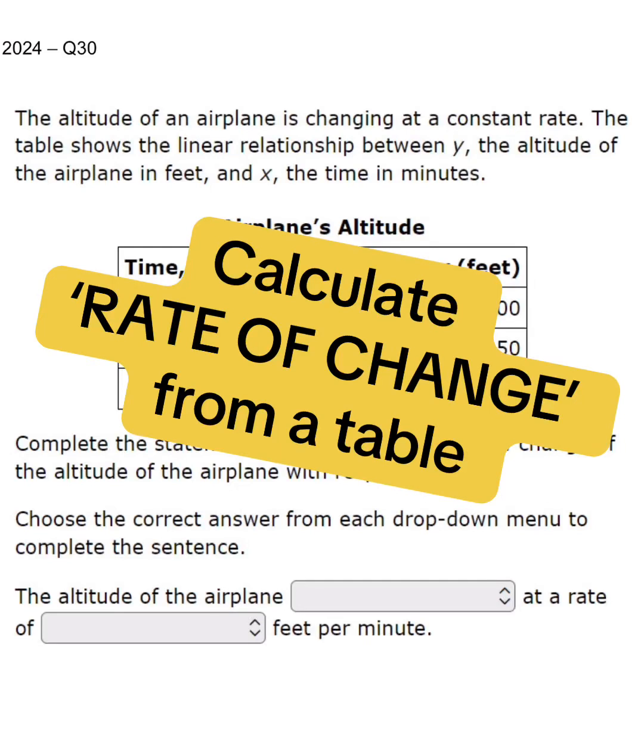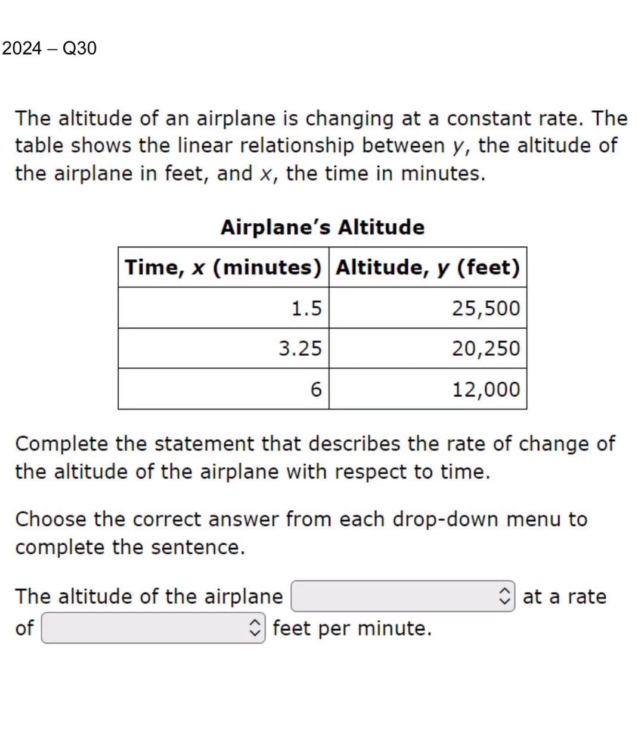In this video, we're going to be finding the rate of change from a table of values. The altitude of an airplane is changing at a constant rate. The table shows the linear relationship between y, the altitude of the airplane in feet, and x, the time in minutes. Complete the statement that describes the rate of change of the altitude of the airplane with respect to time.